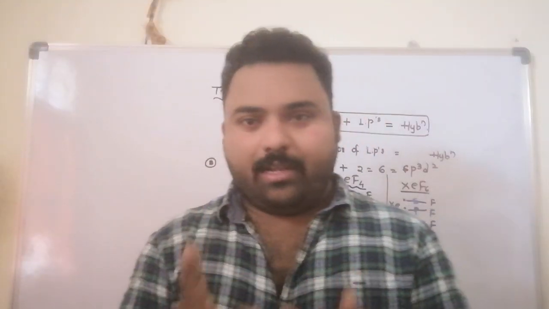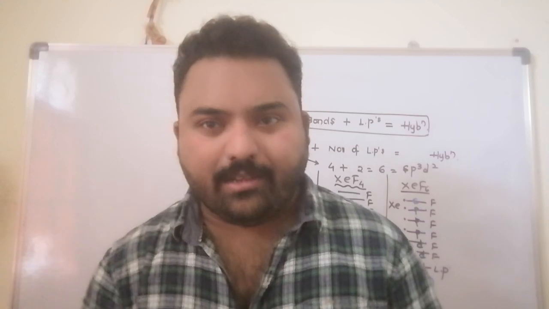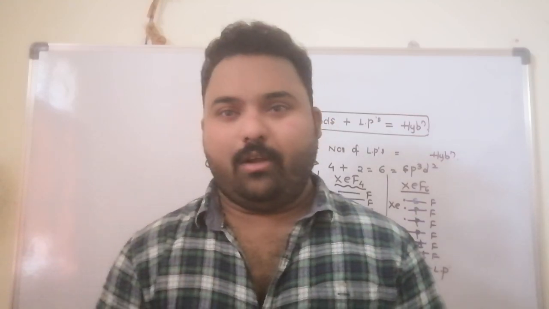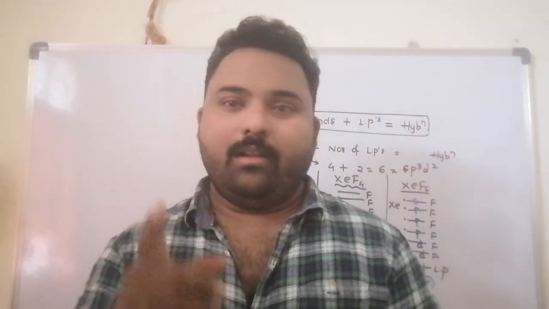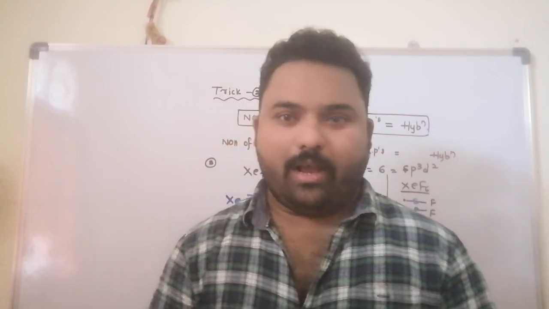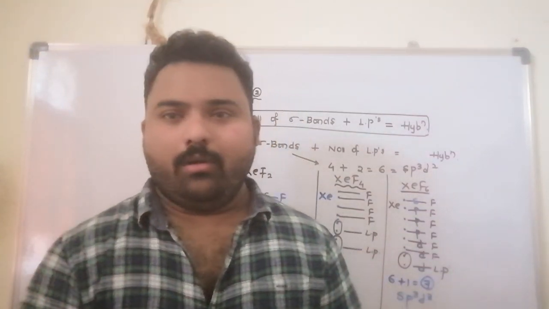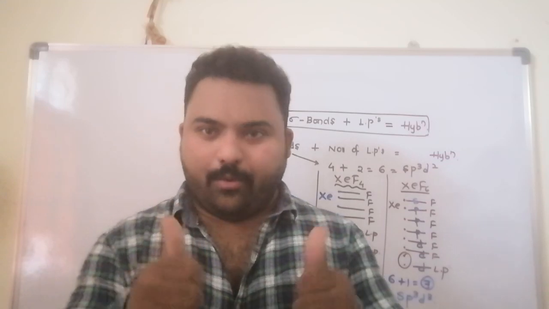So trick number 1 is very simple. It is useful to calculate the hybridization of a central atom which does not have lone pairs of electrons. The second trick is useful to calculate the hybridization when there are both sigma bonds and lone pairs of electrons. I hope this video is very useful for you. Thank you very much.